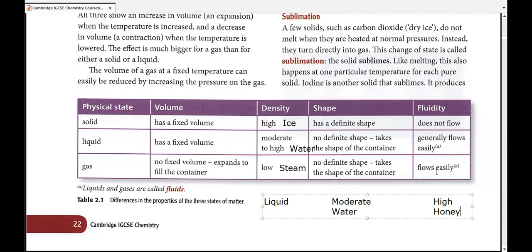Okay, this is fluidity, and the density and fluidity can be explained at the same time in cases of liquids. For liquid we have written moderate and also high in density, so it is difficult to understand. Sir, your voice is not coming. Understand? Can everyone not hear my voice?